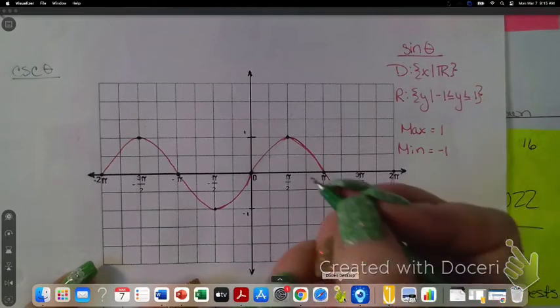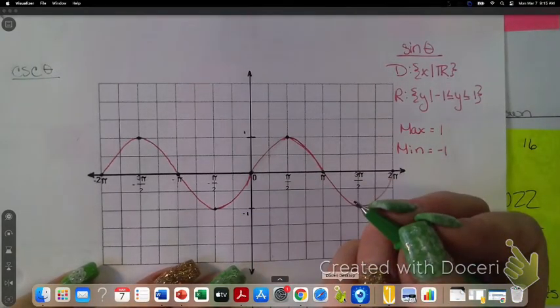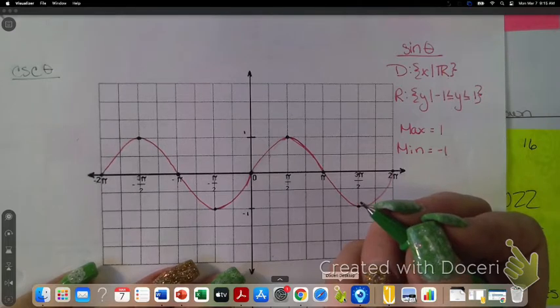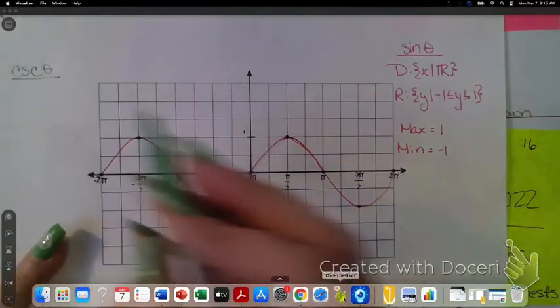Okay. So what is the reciprocal of 0? Anybody? Undefined, correct? Yeah. So if the reciprocal, because sine of 0 is 0, yes? Yeah. So the cosecant at 0 is undefined.